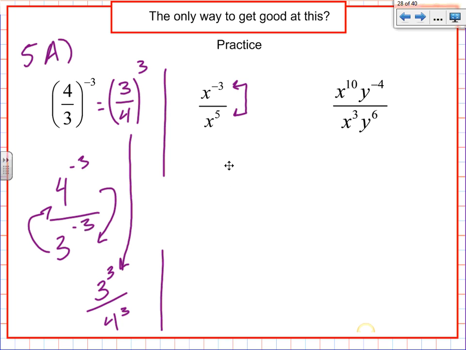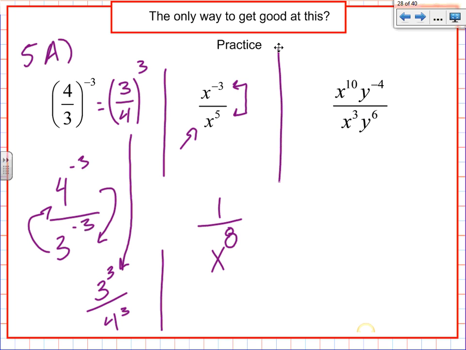You look at those powers and you say, which one of those powers is bigger? So the denominator has a bigger power. 5 is a bigger number, and I mean more positive than negative 3. And then you say, how much bigger is it? Well, 5 is 8 bigger than negative 3. So your answer is going to be in the denominator, because the denominator had the bigger power, and it's going to be 1 over x to the 8th, because those numbers are 8 apart.